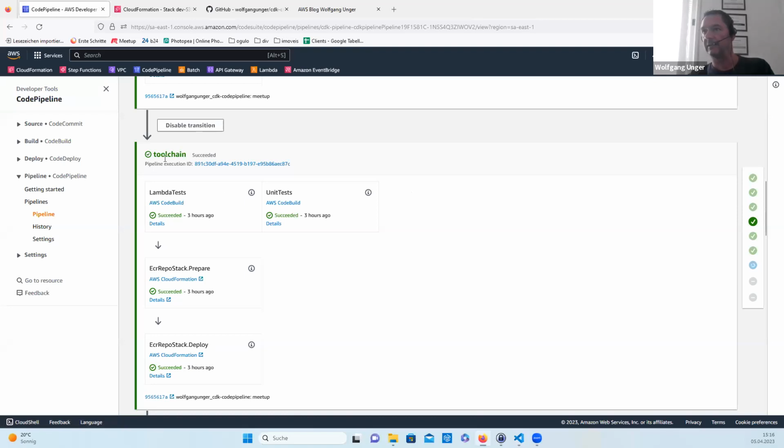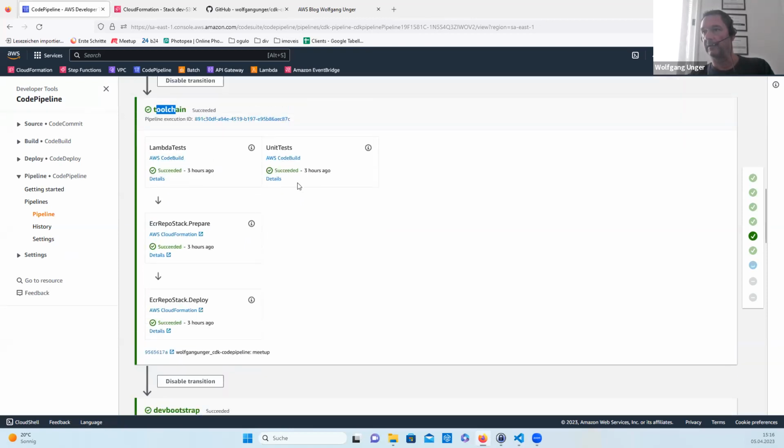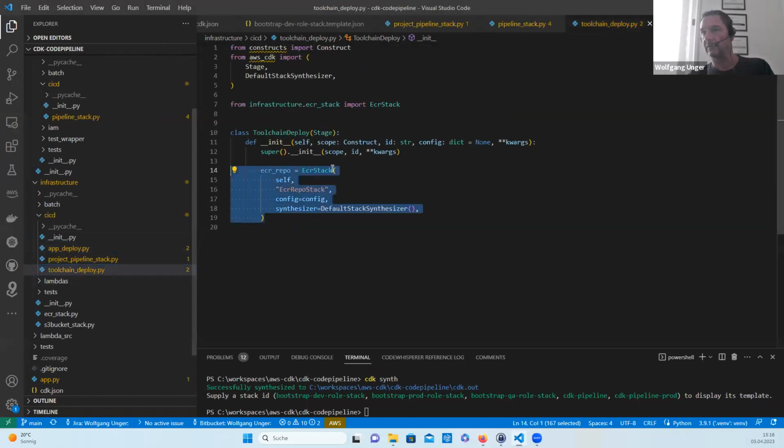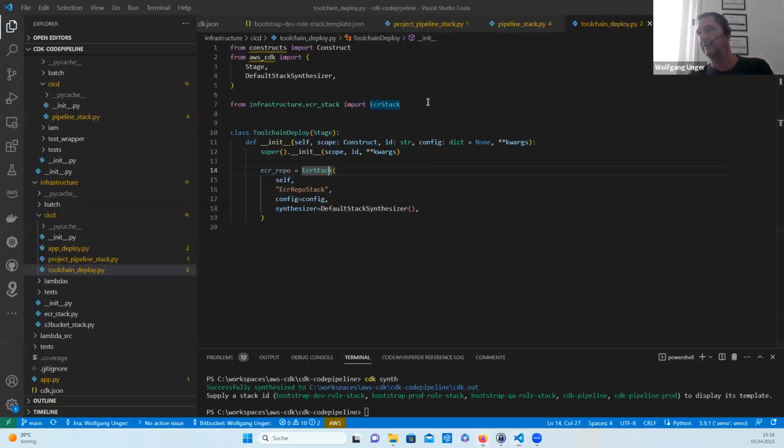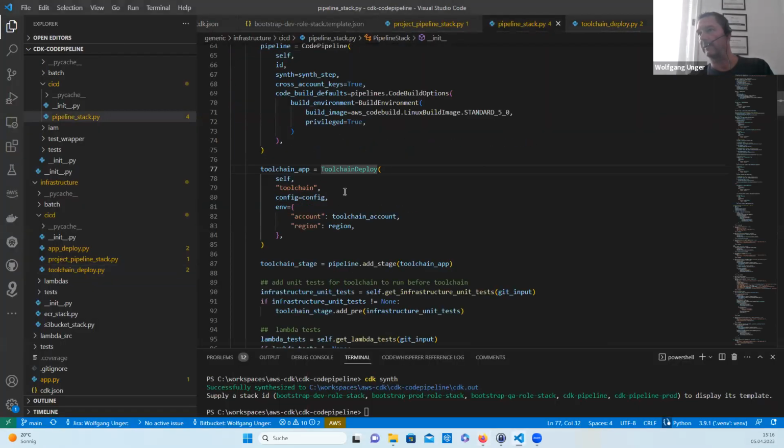But as you can see here, we have, for example, our action to deploy the toolchain. And we can see here, we are deploying this ECR repo we have just seen. And there's always a prepare and a deploy. We can also see we have here tests before executing the prepare and deploy, Lambda tests and unit tests. This is again defined in the pipeline, right?